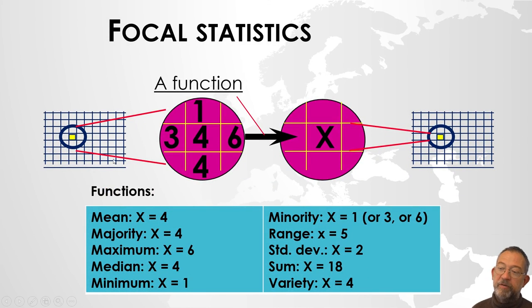So basically you take the raster layer, you look at the neighborhood, calculate these values. The result is written down into the center, so you do a mean of these data sets, you get a 4, majority, and so on. This is just examples of what you get based on this data set here. So that's the function, the use of it.